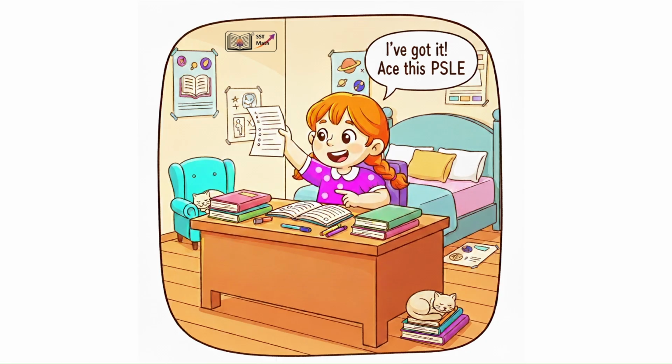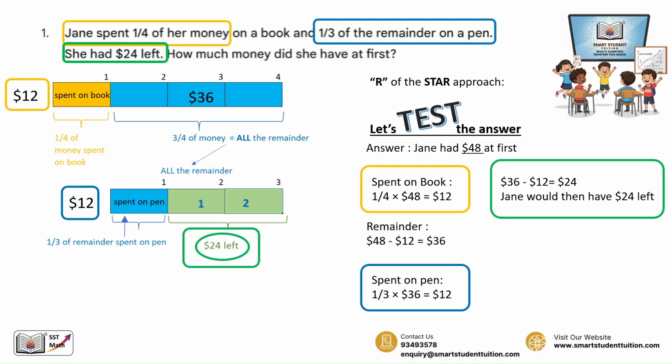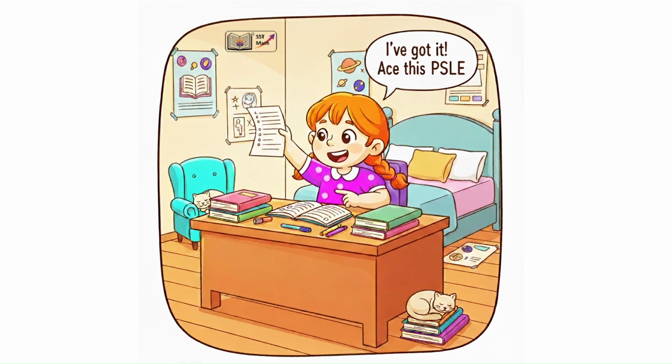We study the question, we search for the clue, and then we think of a plan. We use the right skill, the right method, and then we act on it. And then after that, we check the answer. And when we get it all correct, we're going to score very well for our PSLE. And you'll be very happy, and I'll be very happy for you, right?